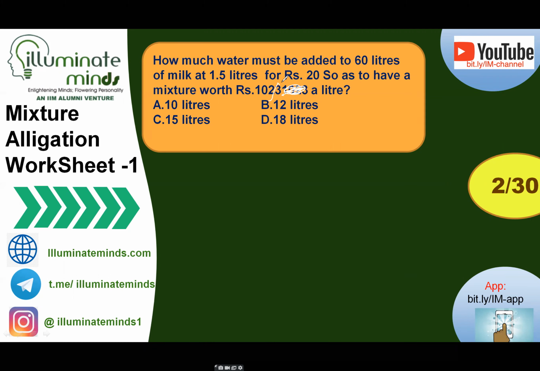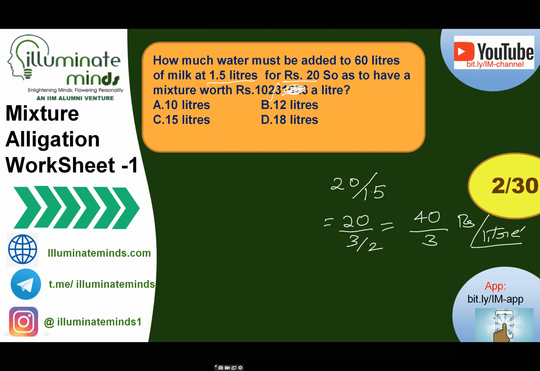As you know, water is for free. So 60 liters of milk at 1.5 liters for rupees 20. The price per liter is rupees 20 upon 1.5, right? What we can do over here is 20 divided by 3/2, which will give me 40/3. So this is 40/3 rupees per liter for milk, correct? And the price of water is 0. So my price of milk is rupees 40/3 per liter.